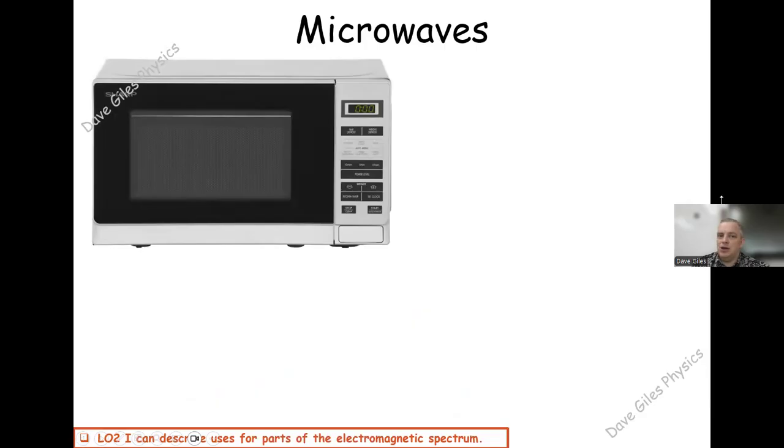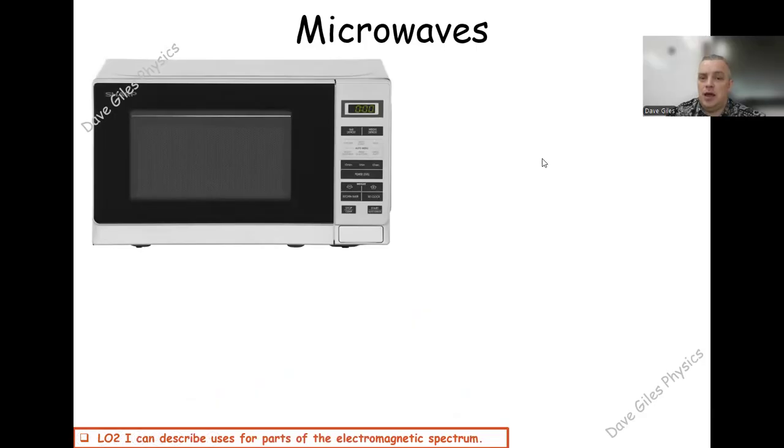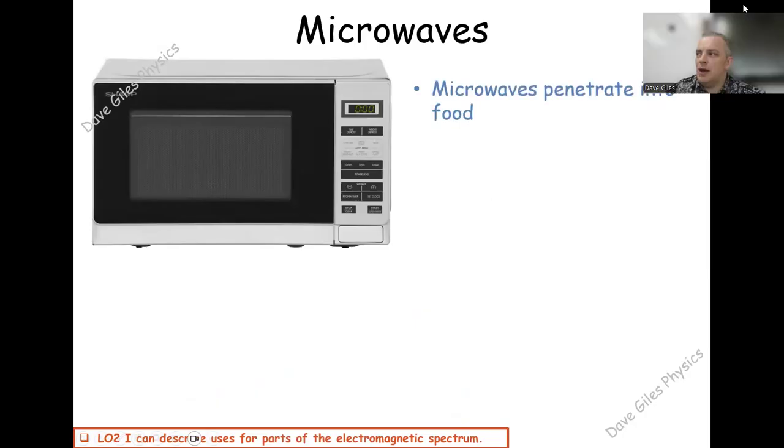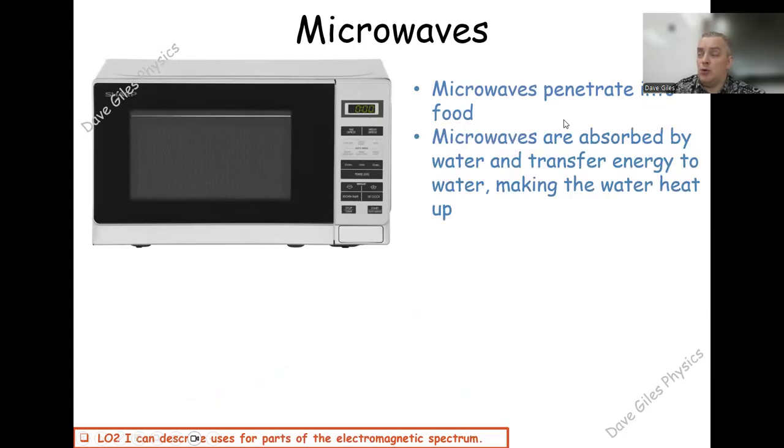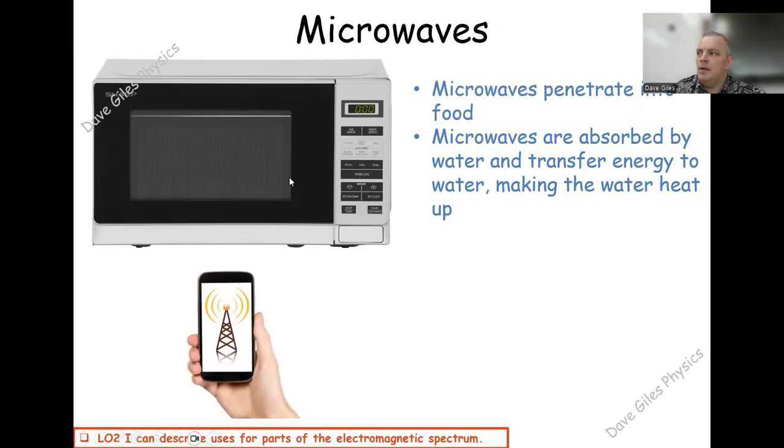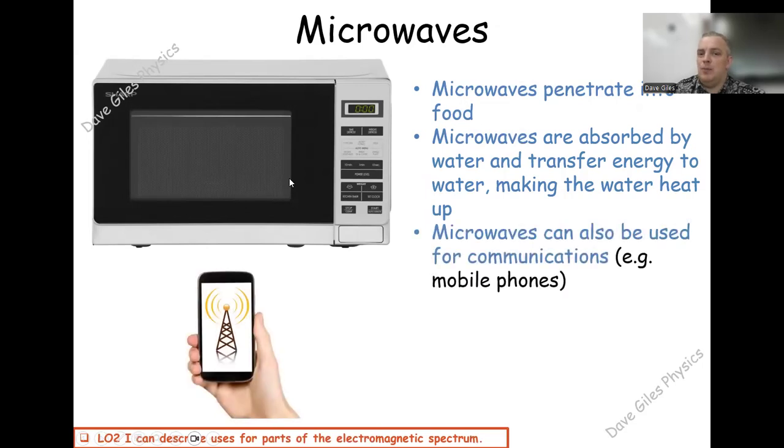Microwaves. Again, you know this one, I'm sure. I'm sure you've all used a microwave to reheat food. So microwaves penetrate into food. Microwaves are absorbed by water and transfer energy to the water, making the water heat up. It can also be used for communications in mobile phones. And maybe a slightly less well-known use is they also can be used for speed cameras.